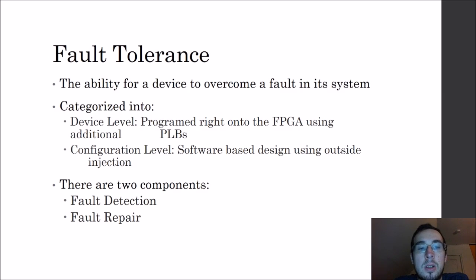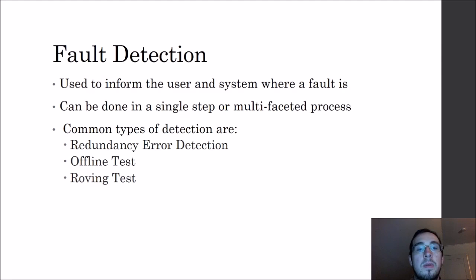There are two components that define a good fault tolerance method. These are fault detection, which is the ability to find the fault and bypass it, and fault repair, which is the ability to either fix the fault or disregard it altogether. As with any problem, the first step in fixing it is detecting where the problem is manifesting. This is known as fault detection.